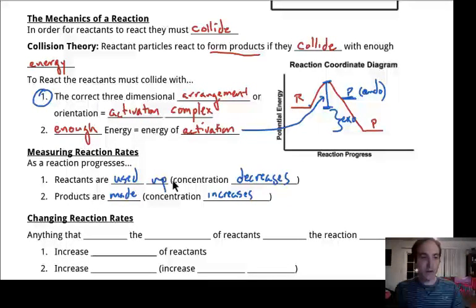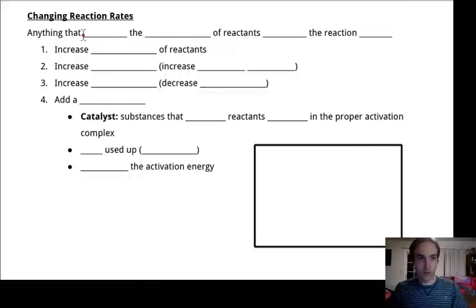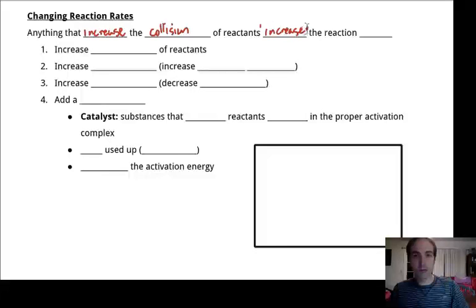Okay, so let's say that you measure this rate, but you want to increase it. So let's say you really, really want products and you really want them fast. How can we change reaction rates? Well, this actually goes back to what we were talking about earlier in terms of collisions, and that is that anything that increases the collision of reactants will increase the reaction rate.